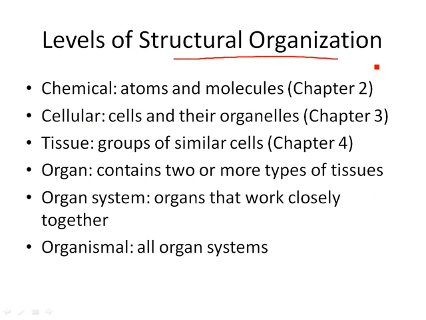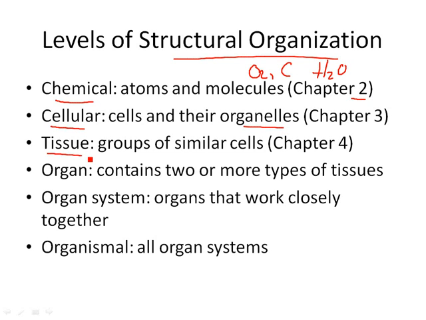The first level is your chemical level, your atoms and your molecules, things like oxygen, carbon, water, all your small chemical things. And we're going to do that in Chapter 2. Your cellular level, the cells and their parts. Organelles are the parts of cells.